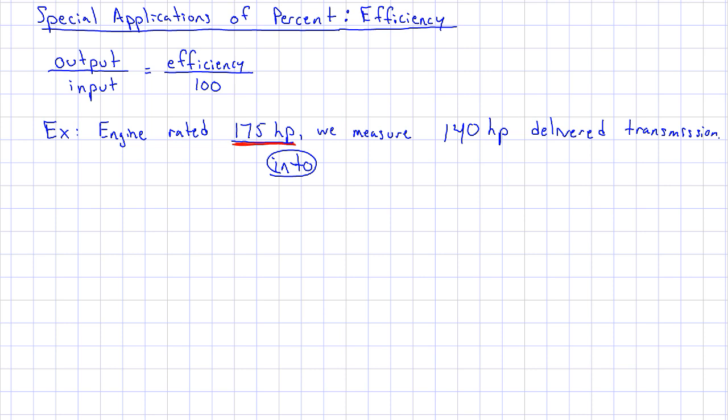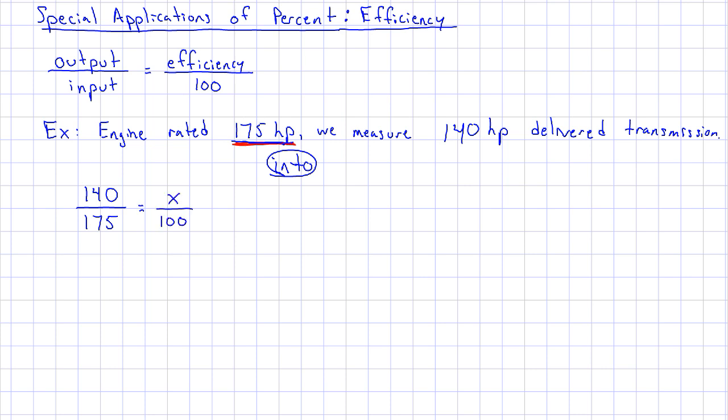So what's coming into the process is going to be 175. I have this process that is occurring. The engine delivers 175 horsepower in, and then the transmission receives the output of this process, these in-between steps. This is 140. That's what's actually going to the transmission. So that is our output. And then efficiency, that's the thing we're trying to find, right? So I'll use X, and I'll have this as over 100.